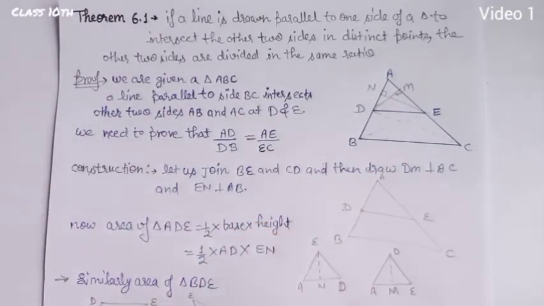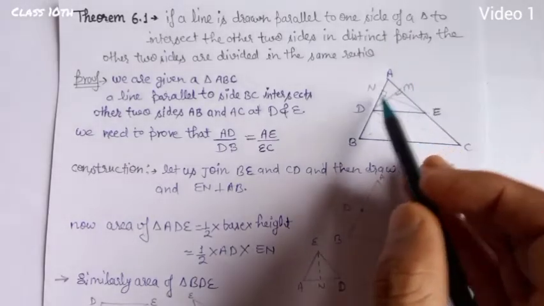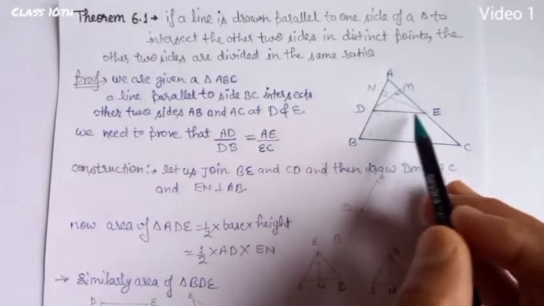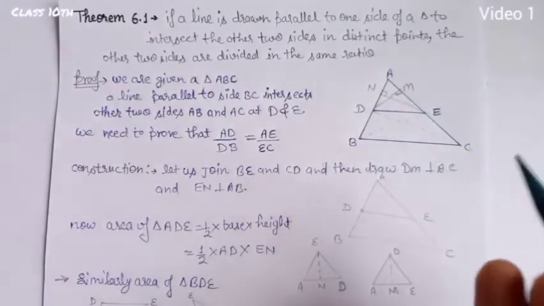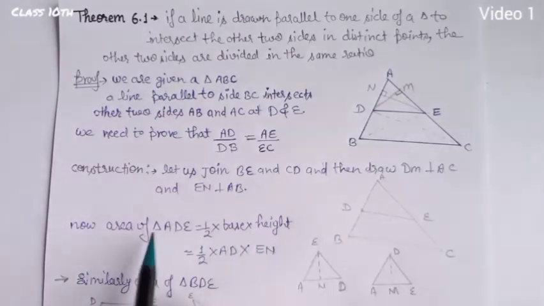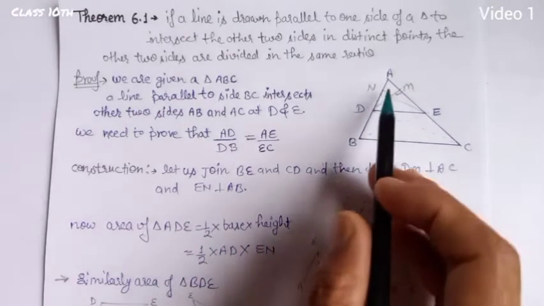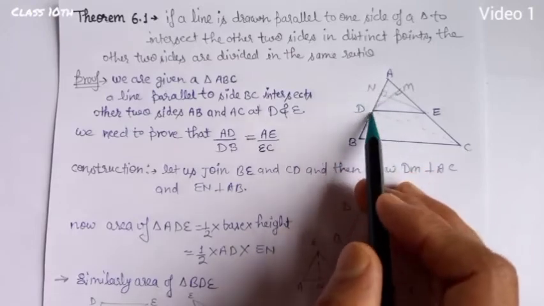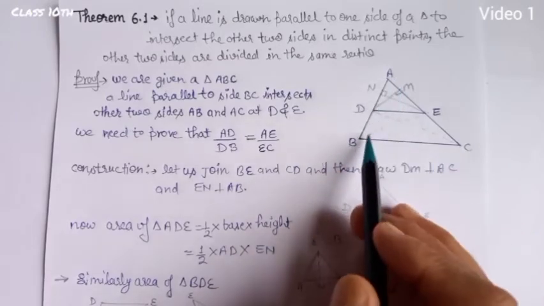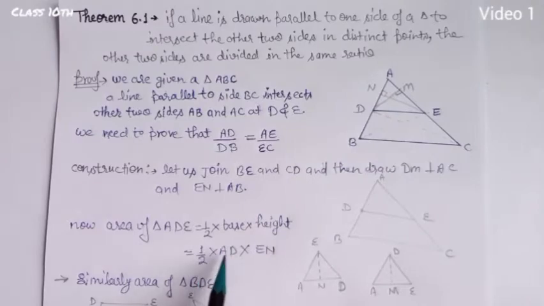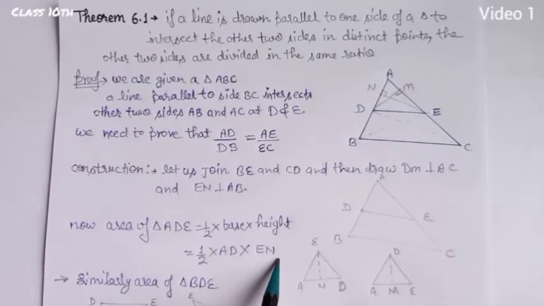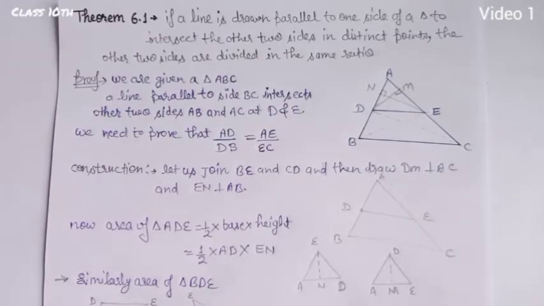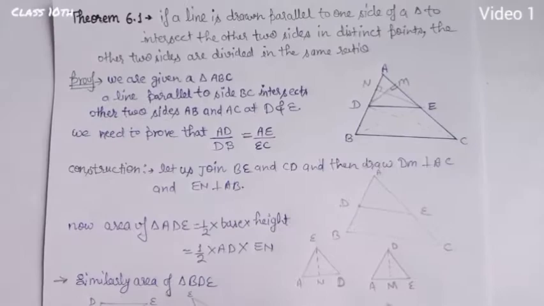So now students, ADE is a triangle. As you know, the area of a triangle is half into base into height. So the area of triangle ADE, when the base is AD, is half AD, and what is the height? The perpendicular is EN.